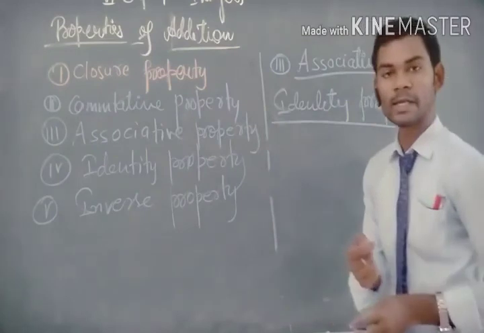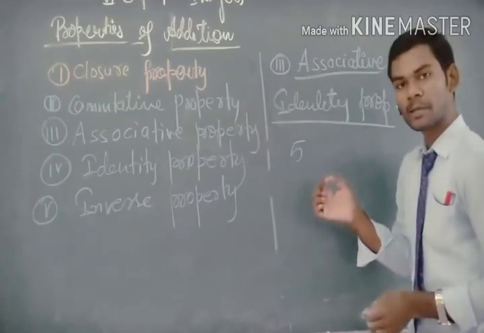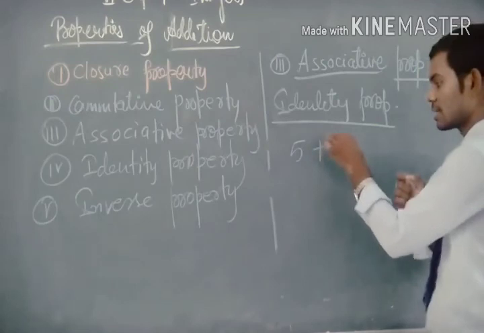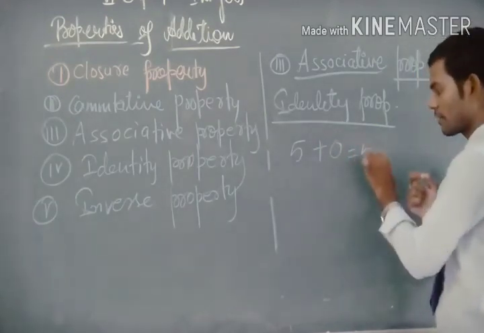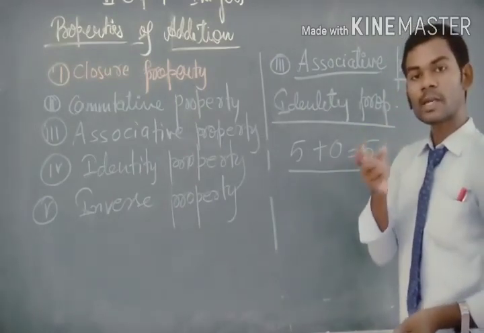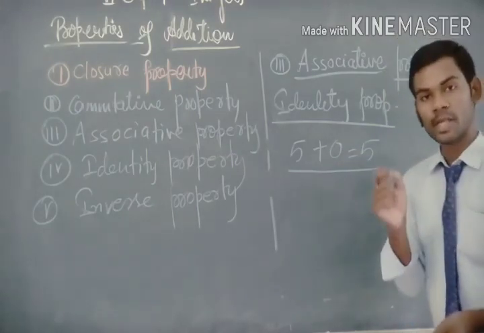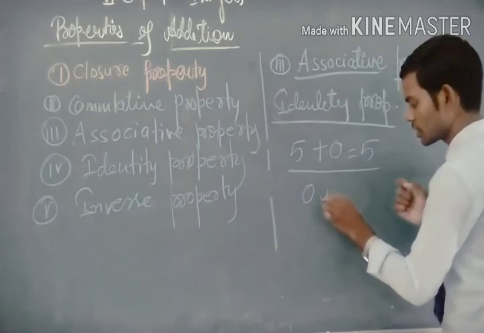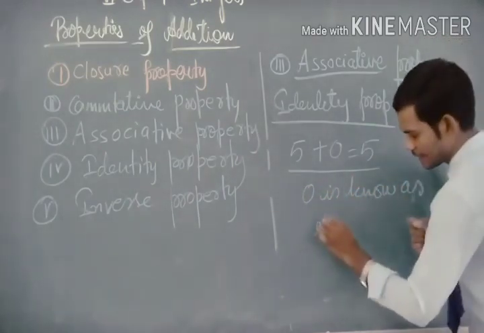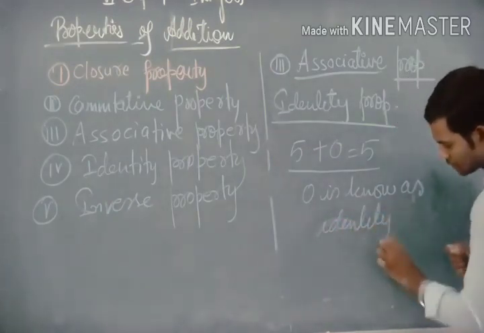In the case of addition, we see which number should be added to 5 which does not change its value. So if we add 0 to 5, we get 5 again, which shows that 0 is the only number which, when added to any number, does not change the value. Therefore, here 0 is known as the identity element.